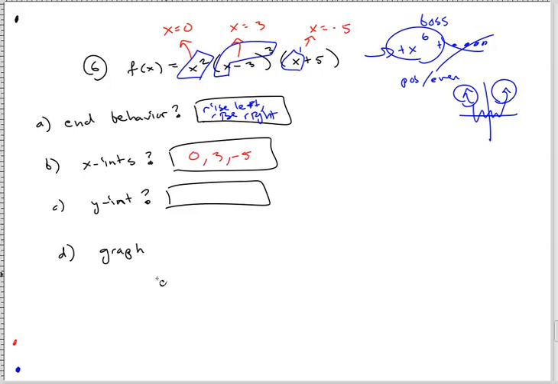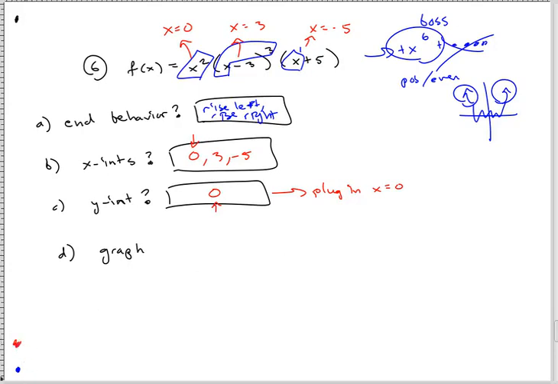Y-intercept, that is actually when you plug in 0. So you're going to plug in x equals 0. When you do that, you actually get 0. It's kind of funny. Whenever you got a 0 for an x-intercept, you're going to have a 0 for a y-intercept as well. It's just how that works. And then they say to graph it.